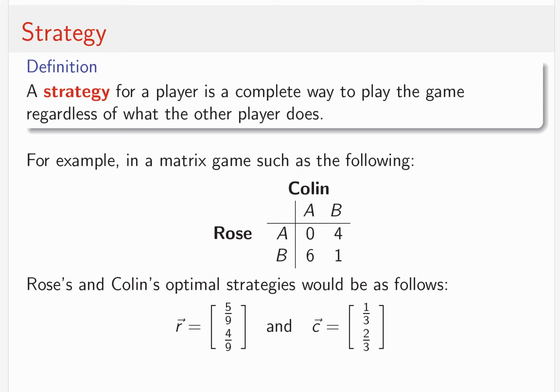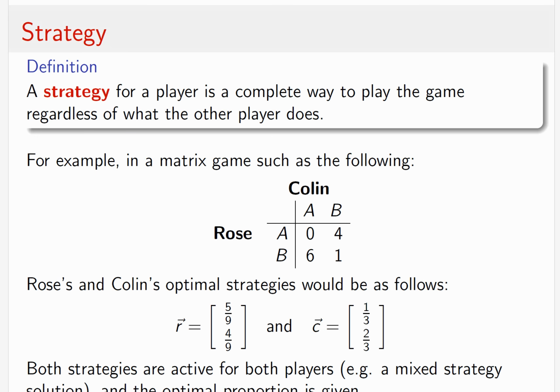By the way, it's okay if Rose has an optimal strategy set of 0, 1. That means she should never play strategy A, and she should always play strategy B. So that's not impossible. Even pure strategy solutions can be written as vectors. And of course, Colin should play 1/3 A and 2/3 B. This is a little bit of a preview of coming attractions. I wanted you to see how it looks. So let's move along.